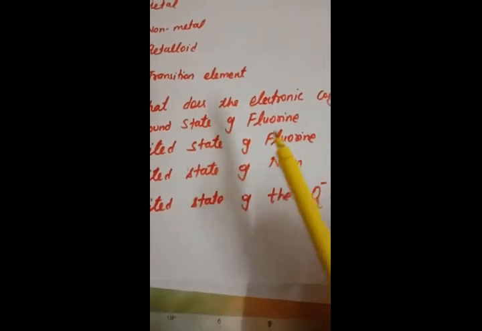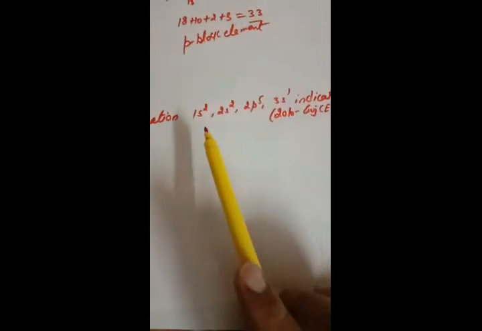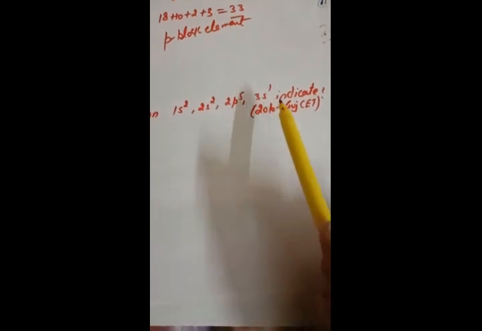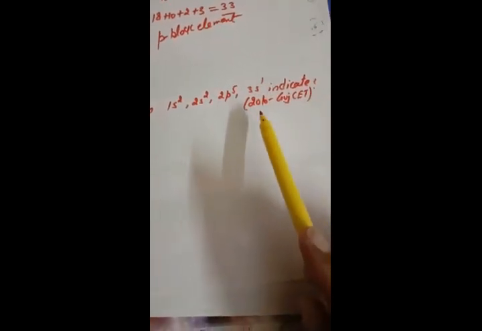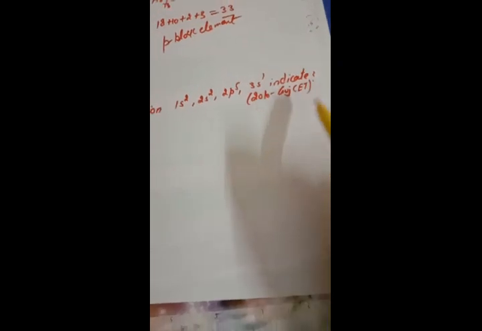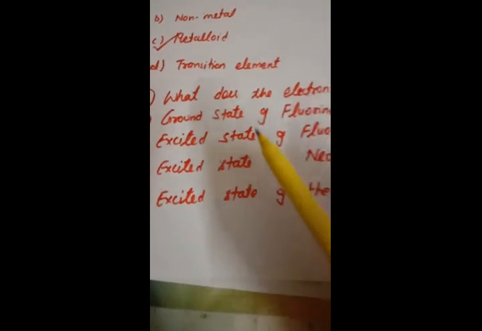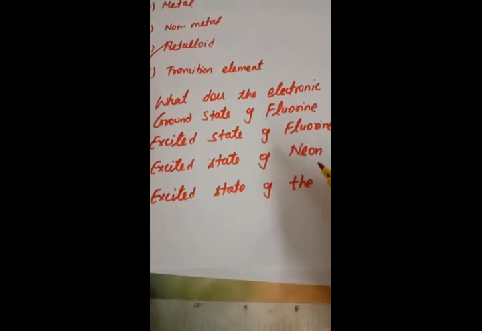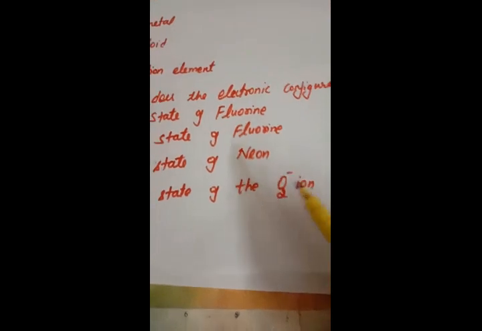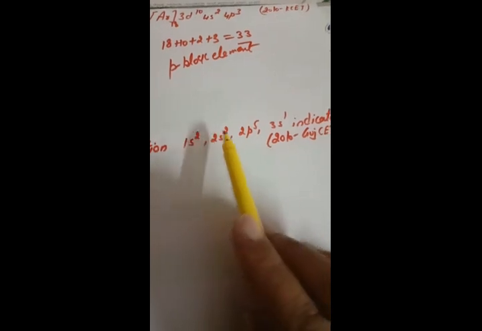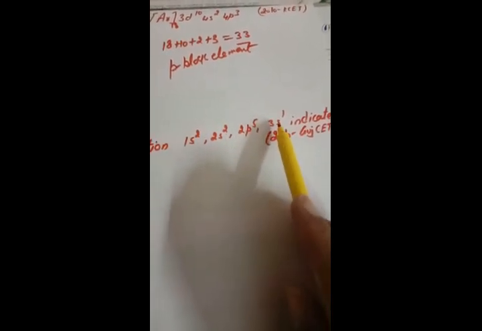Now we'll move to the second question: what does the electronic configuration 1s2, 2s2, 2p5, 3s1 indicate? This is a question from 2010 Gujarat Common Entrance Test. You have to tell whether this configuration belongs to the ground state of fluorine, the excited state of fluorine, the excited state of neon, or the excited state of oxide ion. So first we'll count the number of electrons: 2, 4, 5 and 1 is 10.